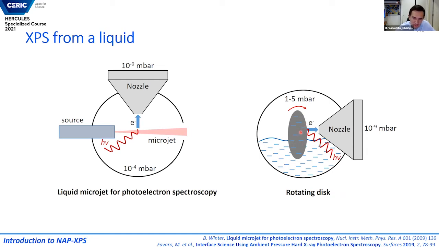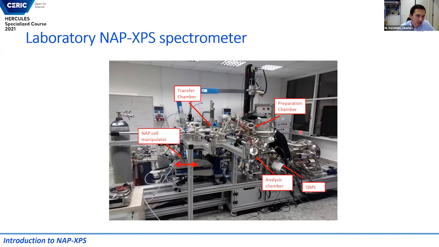Okay, so this is how a standard laboratory NAP-XPS spectrometer looks. This is the one which we have in our lab. You can have many chambers there. The most important for NAP-XPS is this analysis chamber, and here is the manipulator with the NAP cell. As I said, you can retract the cell if you want to do some UHV measurements, or if you want to do NAP-XPS measurements, you simply approach the analysis chamber with the NAP cell and dock the cell to the analyzer.